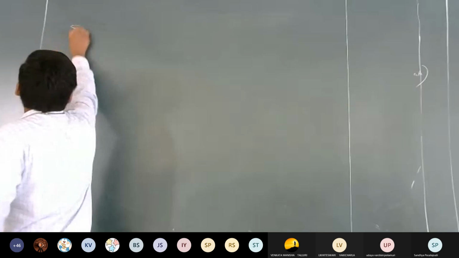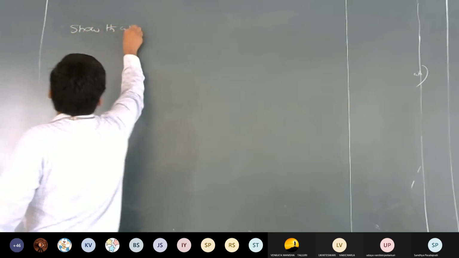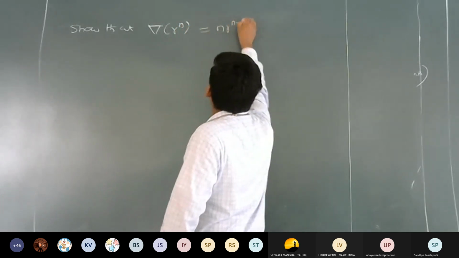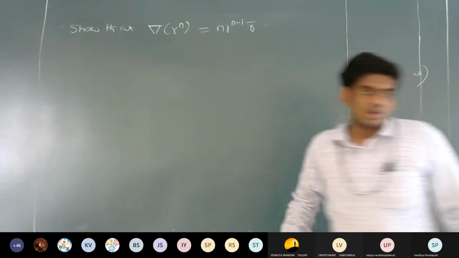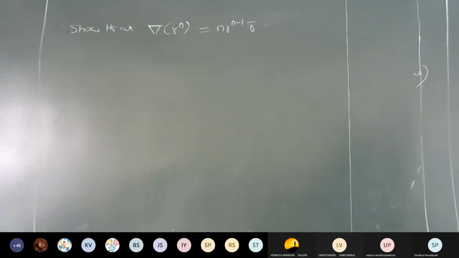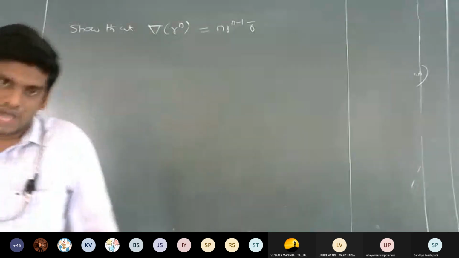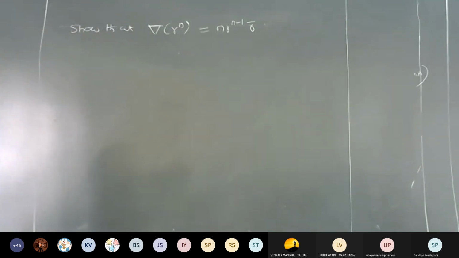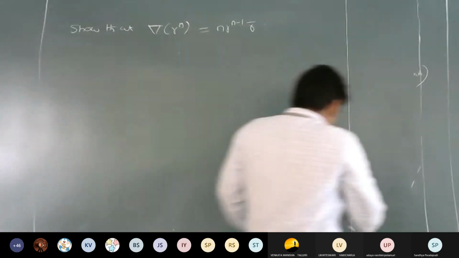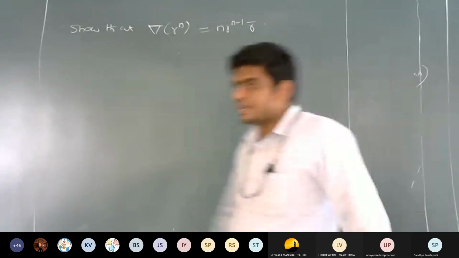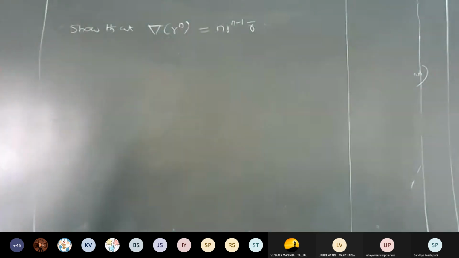Solve. Show that del of r power n is equal to n into r power n minus 2 into r bar. This is also a very important and very easy result. Del of r power n: r power n is a scalar, so you have to identify that. Now we are going to calculate the gradient of r power n.